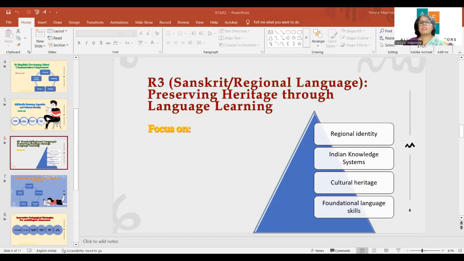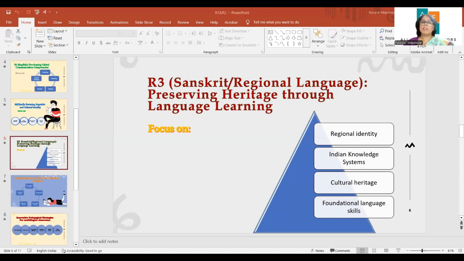Example, a student learning Sanskrit may explore ancient slokas with their meaning, while a student learning Tamil, Bengali, Marathi, or Punjabi may discover regional folk tales, proverbs, and poems that reflect local tradition. We are able to know a lot of things about our culture and about tradition.